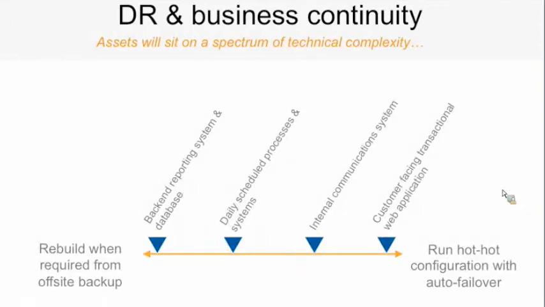And assets will sit on a spectrum of complexity. So you're going to have different application assets within your organization, different services, and you may consider the criticality of those services as sitting on this continuum that you can see here. So you may rebuild when required from offsite backup.